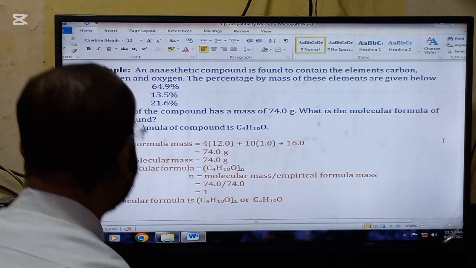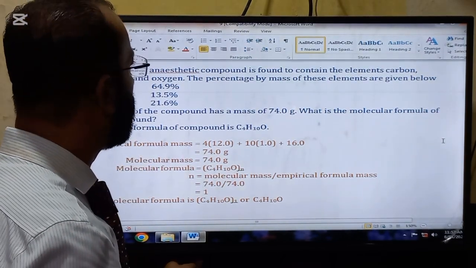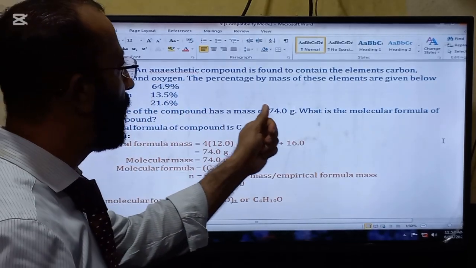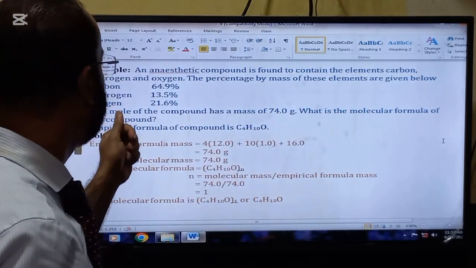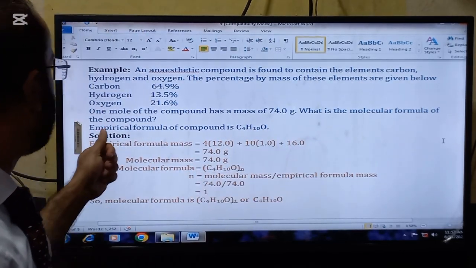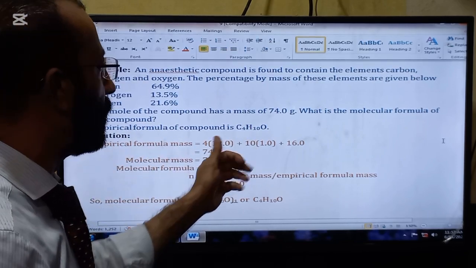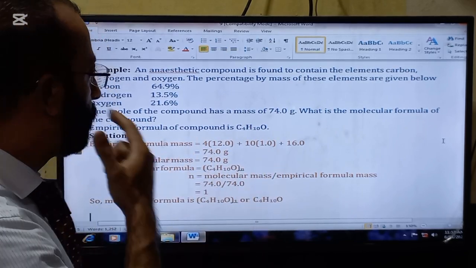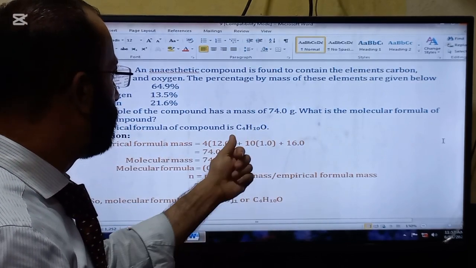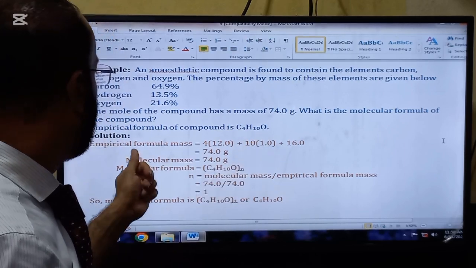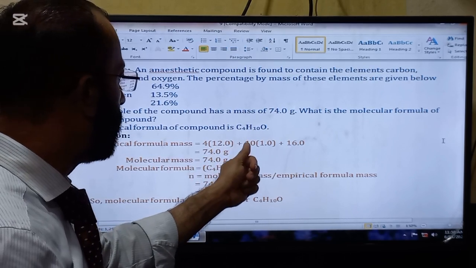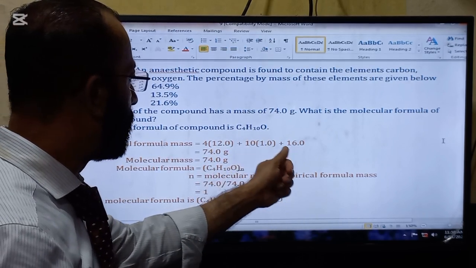Look now, another question. An anesthetic compound is found to contain the elements carbon, hydrogen and oxygen. The percentage by mass of these elements are given below. 1 mole of the compound has a mass of 74 grams. What is the molecular formula of the compound? Empirical formula of the compound is this. So again, empirical formula is given and molar mass is also given. So the simple method is, first we will find the empirical formula mass of the compound, that is C is 12. So 4 atoms are there, so 4 into 12, H is 1, 10 atoms are there, 10 into 1, O is 16.